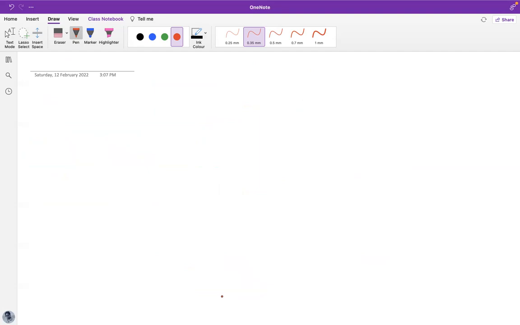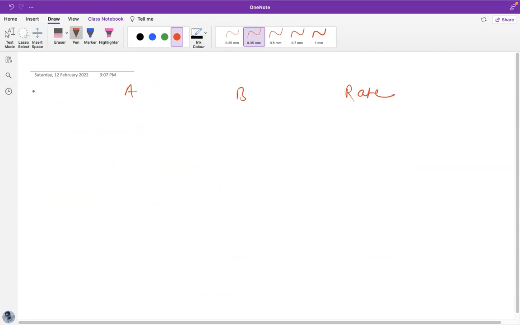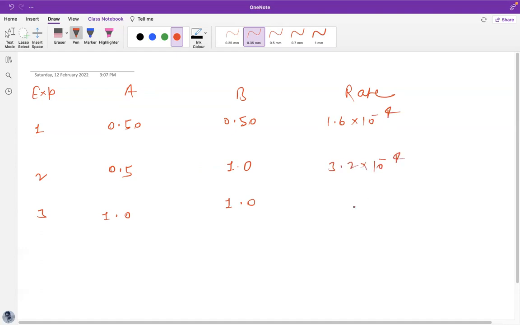Suppose we have this one. A, B, rate. This is experiment 1, 2, and 3. I'm saying this is 0.50, 0.51. This is 0.50. This is 1. And this is 1. This is 1.6 into 10 to the power minus 4. This is 3.2 into 10 to the power minus 4. And this is 6.4 into 10 to the power minus 4. Tell me about rate directly proportional to A to the power X, B to the power Y. Find the value of X and Y.